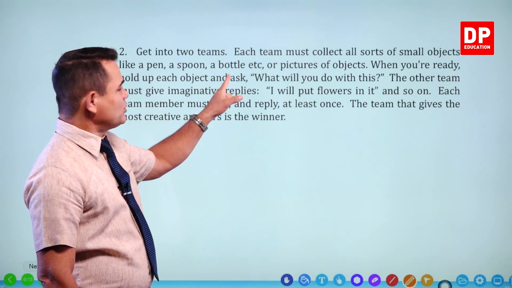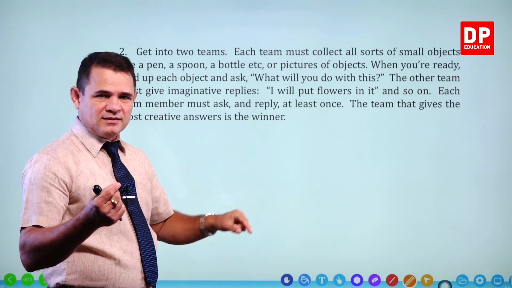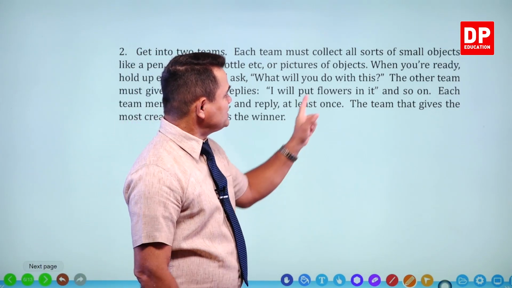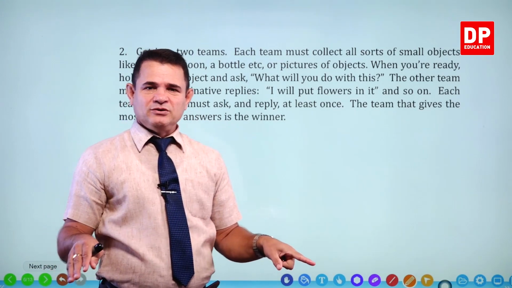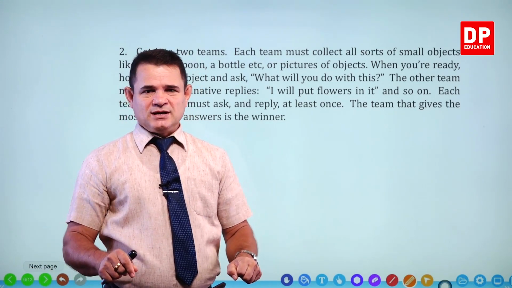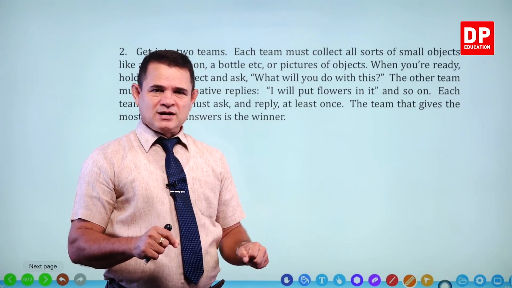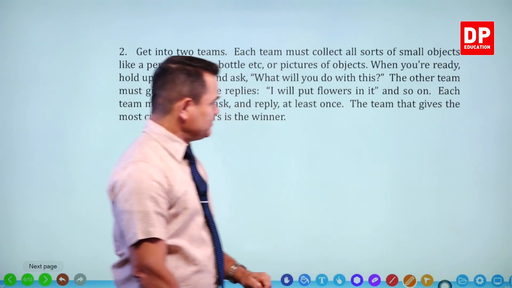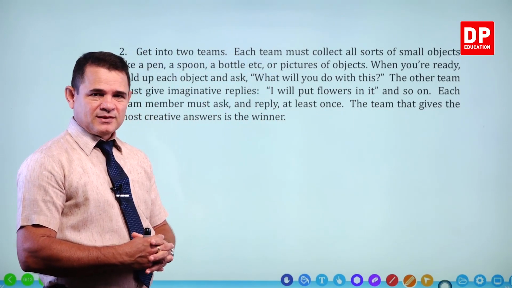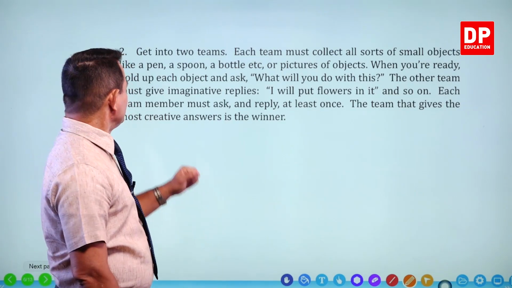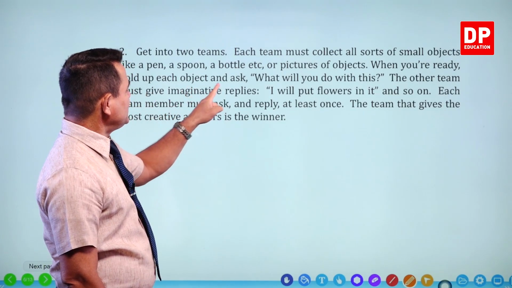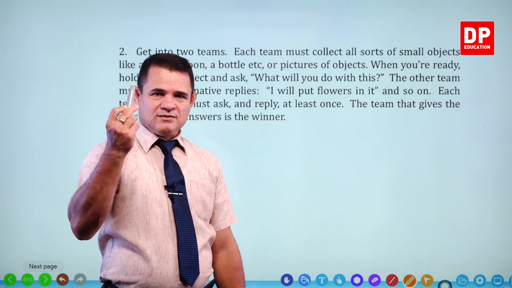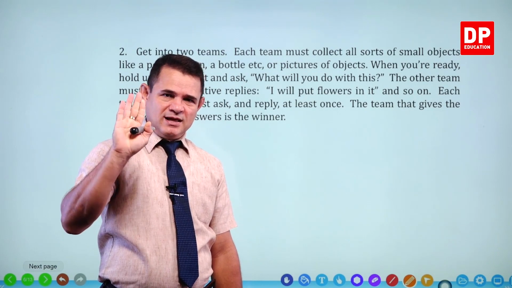Pen, spoon, bottle, and a few items like that, or pictures of objects. If you don't find those things, find pictures or draw pictures of objects. When you are ready with those objects, hold up each object, or show the picture, and ask.